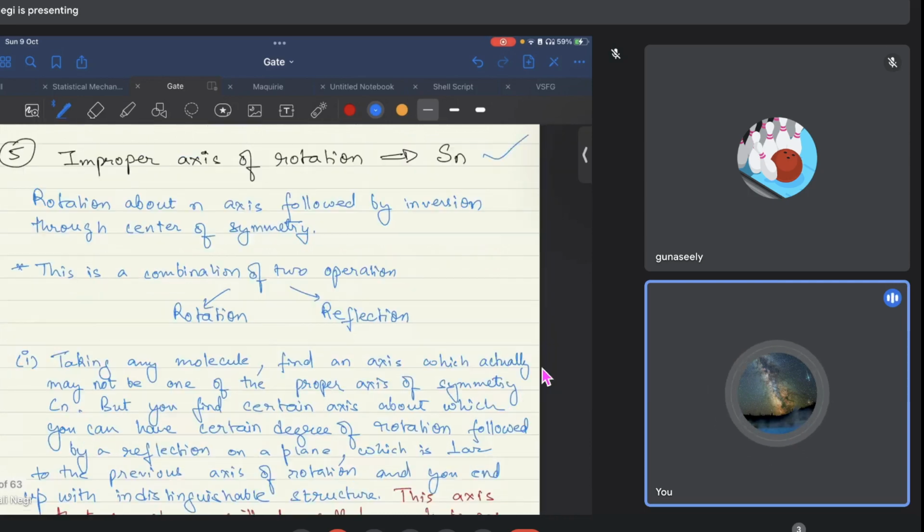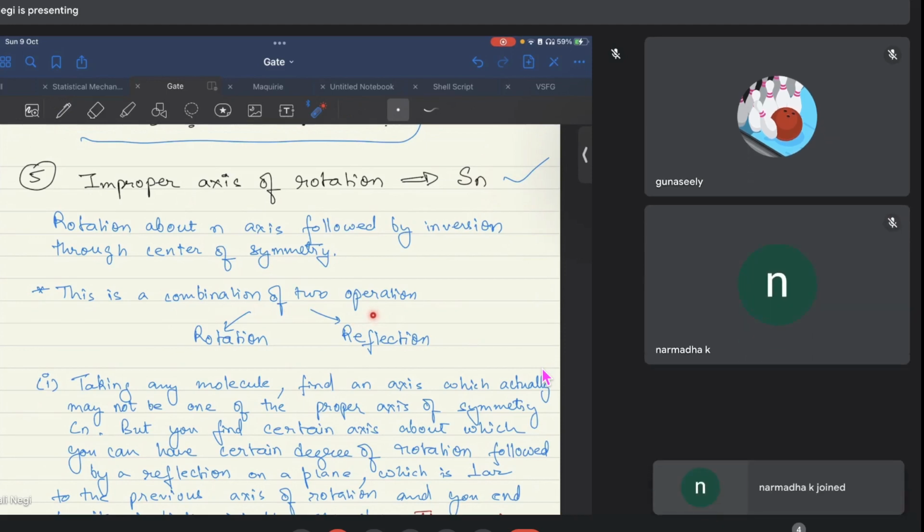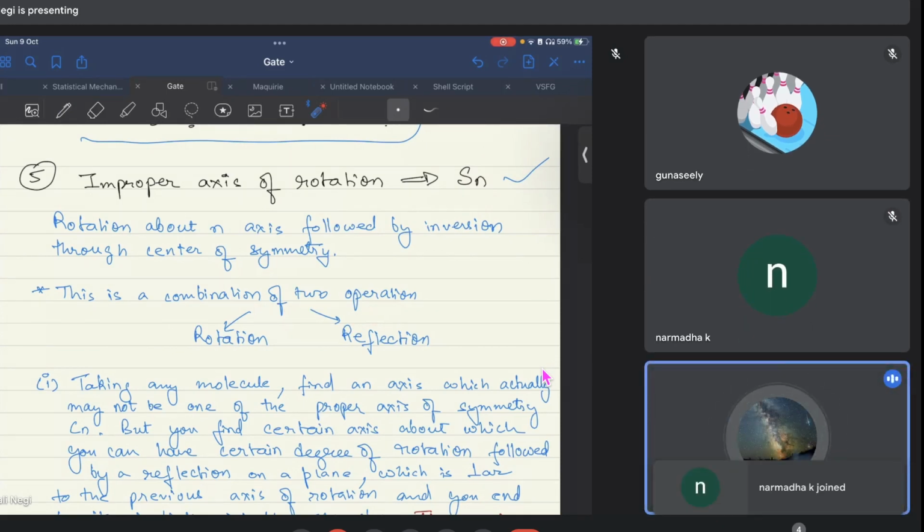So the last symmetry element left is the improper axis of rotation. This improper axis of rotation is denoted as Sn. First of all, it is a combination of two different operations. This is the very first element that you will see doing two different operations, and it is the only element which does two different operations at the same time. First it does rotation and then it does reflection.